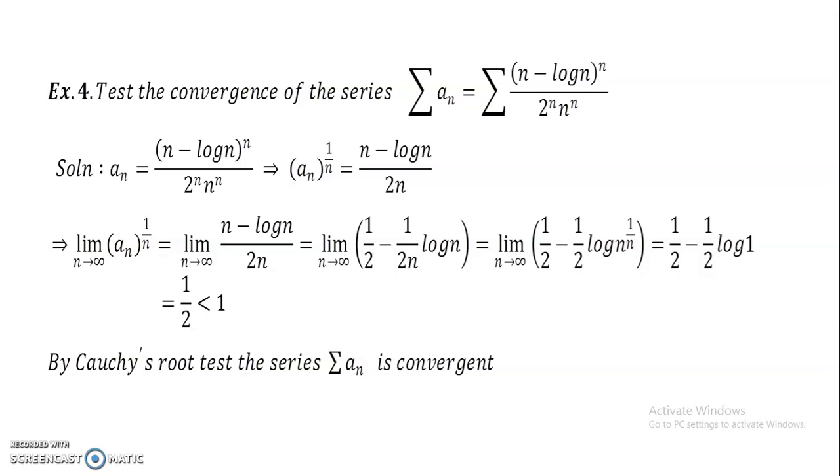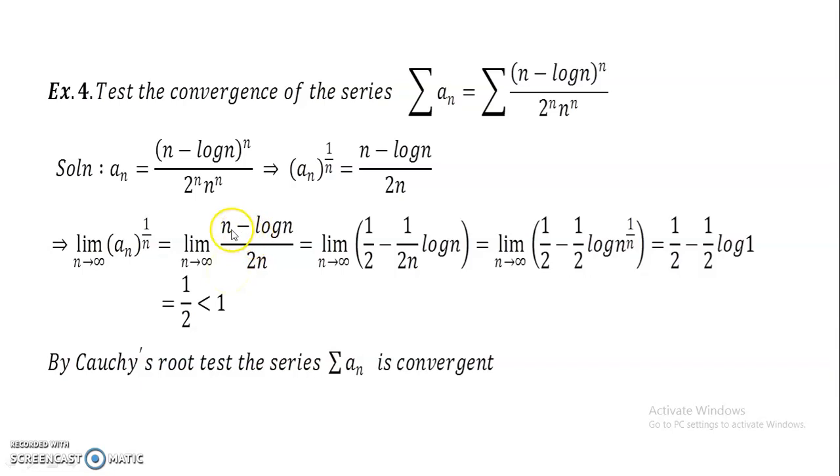So next, another example. Again we have the summation of (n minus log n) to the power n, and the denominator is also 2 to the power n, all to the power n. So here also the root test can be applicable. Take the nth term of that series and apply the power of 1 by n on both sides, which becomes n minus log n by 2n. Then you apply the limit as n approaches infinity.